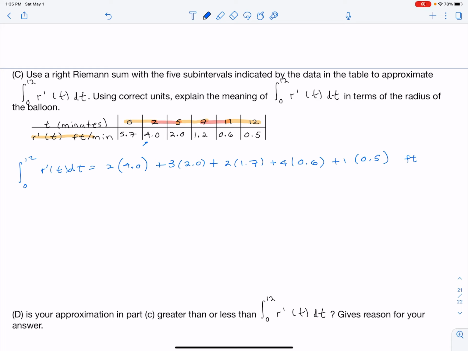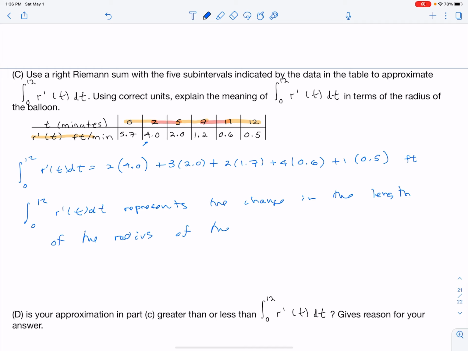Using correct units, explain the meaning. So let's talk about this. The definite integral above, this, right, we already have our number, represents the change in the length of the radius of the hot air balloon.